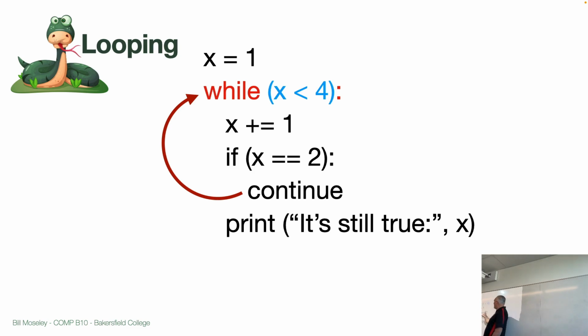So in this loop, as it's looping through, at the moment when x is equal to 2, it will continue and it will not print this. So it will print it for 3, and then 4. Actually, it won't print for 1 because it starts at 1 and it becomes 2 immediately and skips that line.